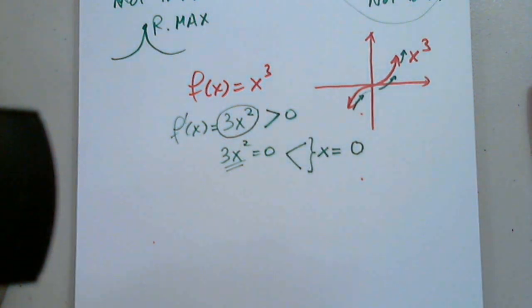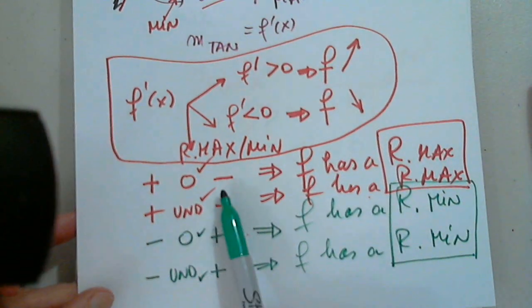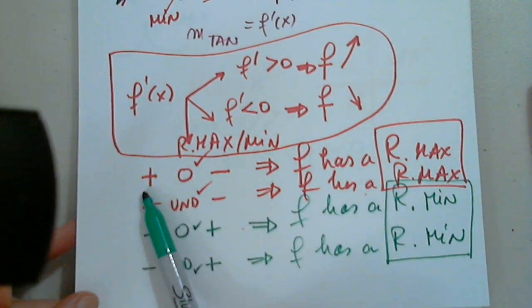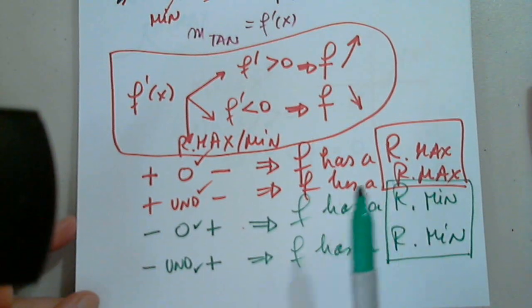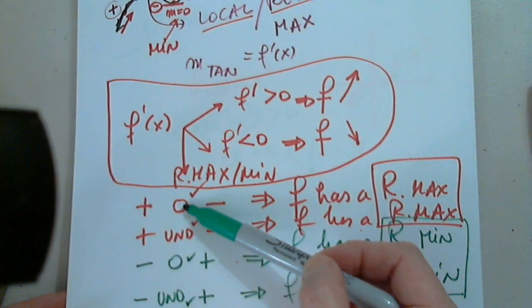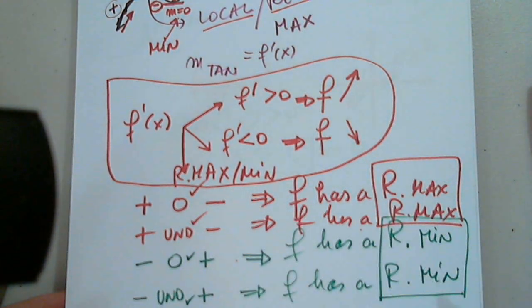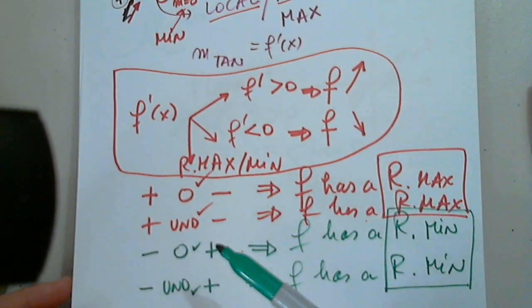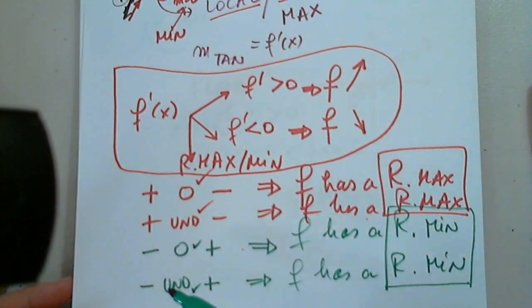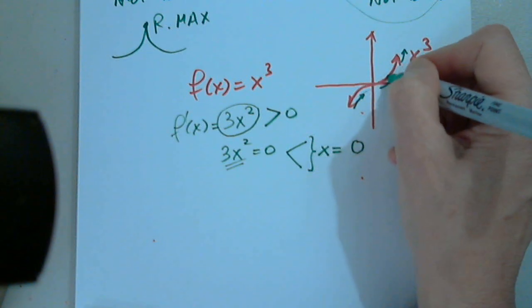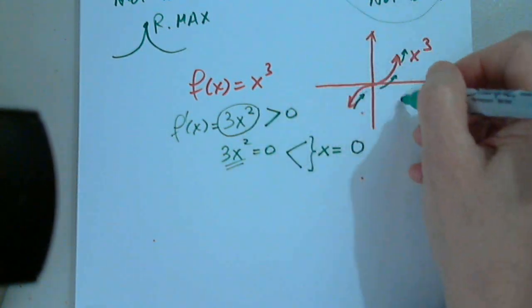It's never negative. If the derivative is never negative, it can never have a relative max or min. If it's positive to negative, it will have a relative max. If it's negative to positive, it will have a relative min. But this derivative never changes sign, even if it's 0 somewhere. It's positive, 0, positive, no relative max. Positive, undefined, positive, no relative max. Negative, 0, negative, no relative minimum. Negative, undefined, negative, no relative minimum. It must change sign. Otherwise, the function is always increasing, and if this is negative, it will always be decreasing.